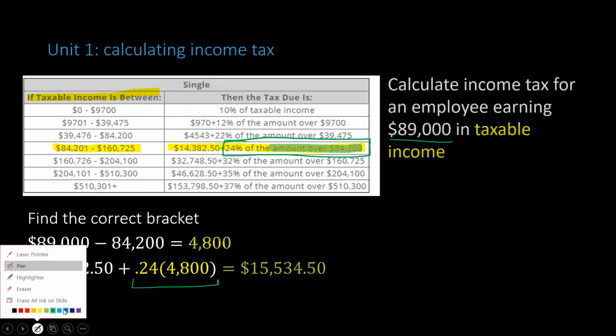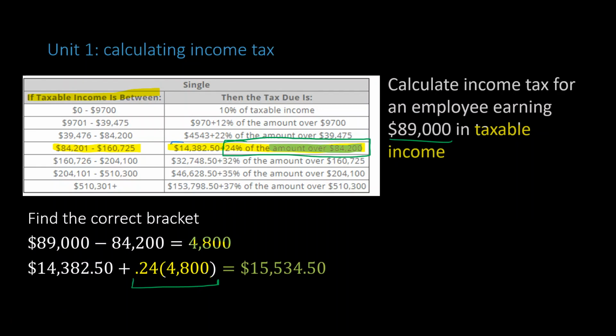Now the other piece of this simply states 14,382.50 plus. So we really are just rewriting that number and adding it to this piece that we had to calculate. When we simplify, we get $15,534.50. So this is the income tax for this employee who has earned $89,000 in taxable income.